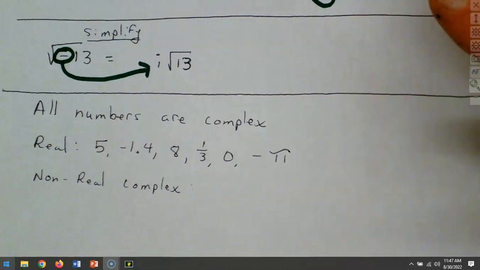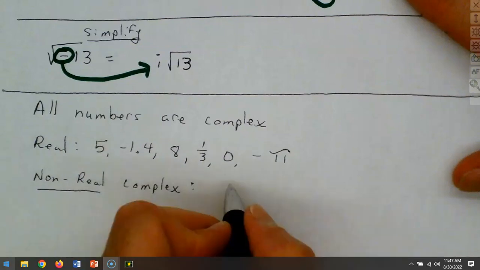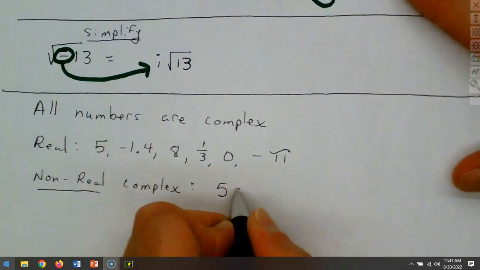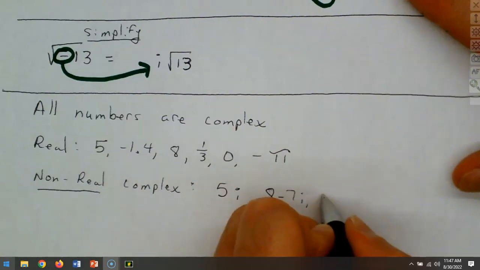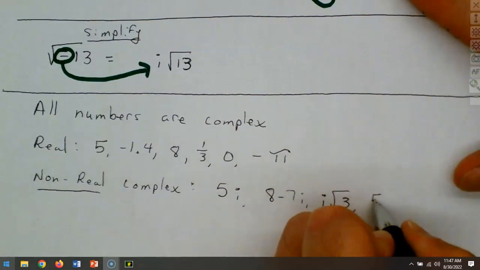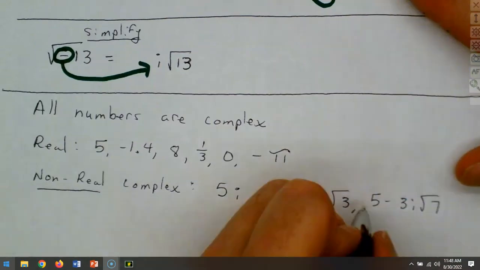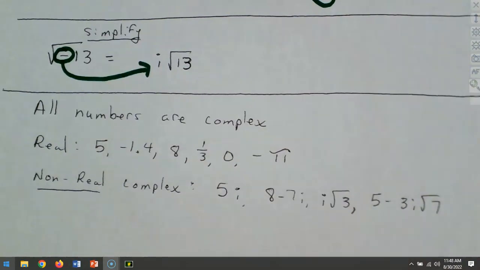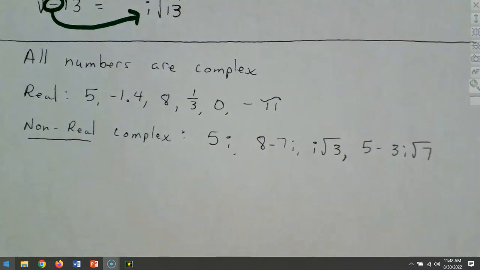Now, what about non-real complex? Well, that means it's going to have an imaginary component. So non-real means imaginary. So what are some examples of these? Well, that might be things like 5i, 8 minus 7i, i square root of 3, 5 minus 3i square root of 7. Those are all non-real complex, and they are non-real complex because they have an imaginary part.